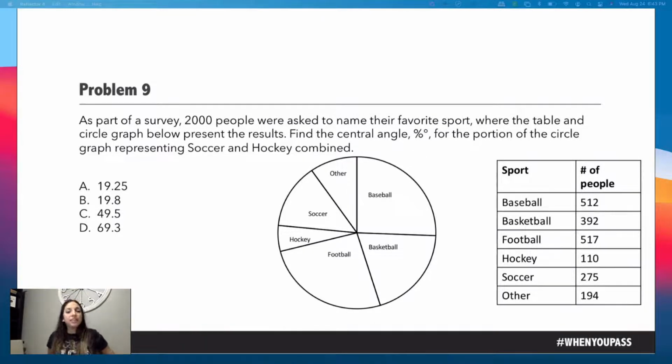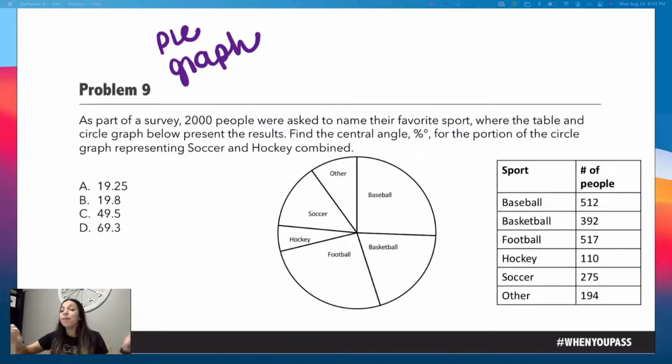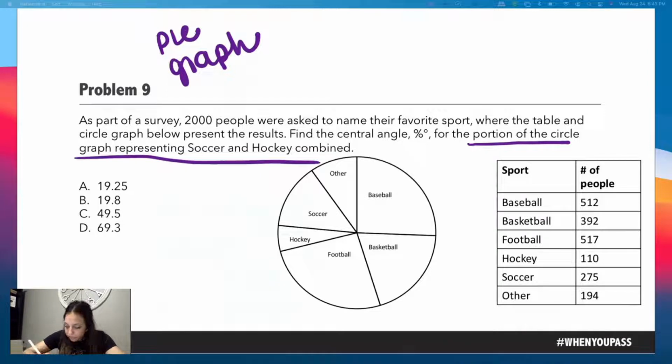So this is an example of a pie graph or a circle graph. Milagros, you were asking what a pie graph looks like. This is it. It looks like a big pizza or a big pie cut into pieces. And so they're asking for the angle, the central angle of the portion of the circle representing soccer and hockey.